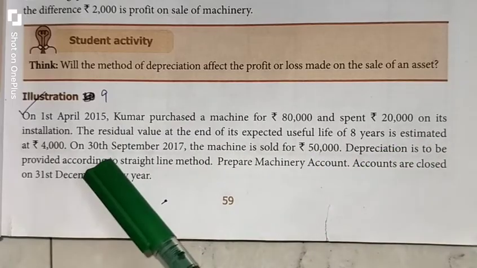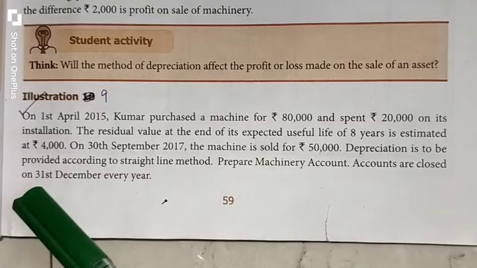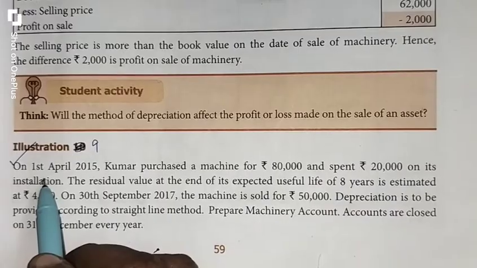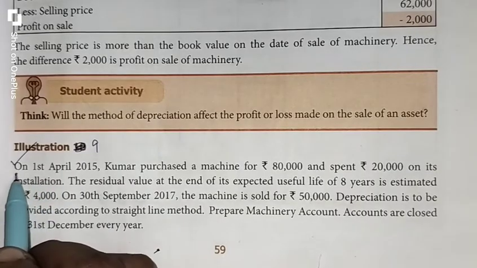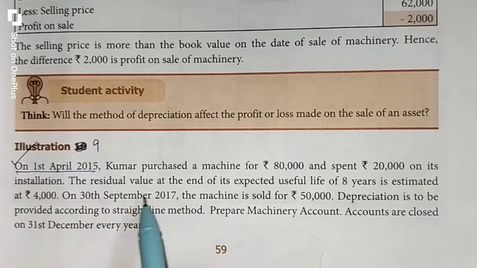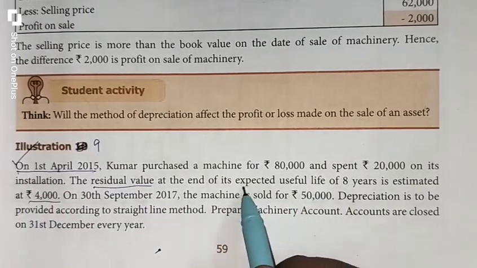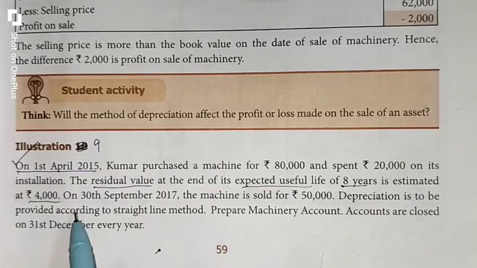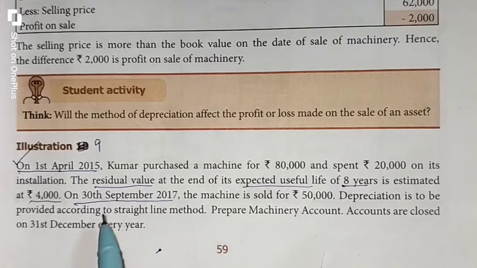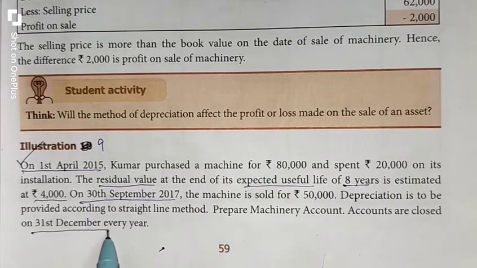Depreciation is to be provided according to the straight line method. Prepare machinery account, and accounts are closed on 31st December every year. What we have to note: the date of purchase, the residual value of 4,000 rupees, the expected useful life of 8 years, the date the asset was sold, and the closing accounting period.